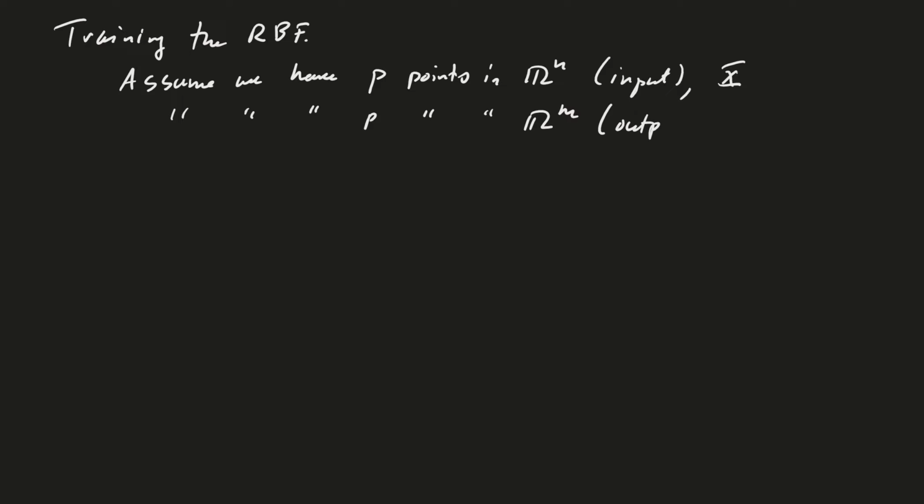Okay, so what do we need to have? We assume we have P points and R^n as our input. So that's usually in the matrix X. Also, we'll assume we have P points and R^m as our output. And those are targets, so I usually call them T.